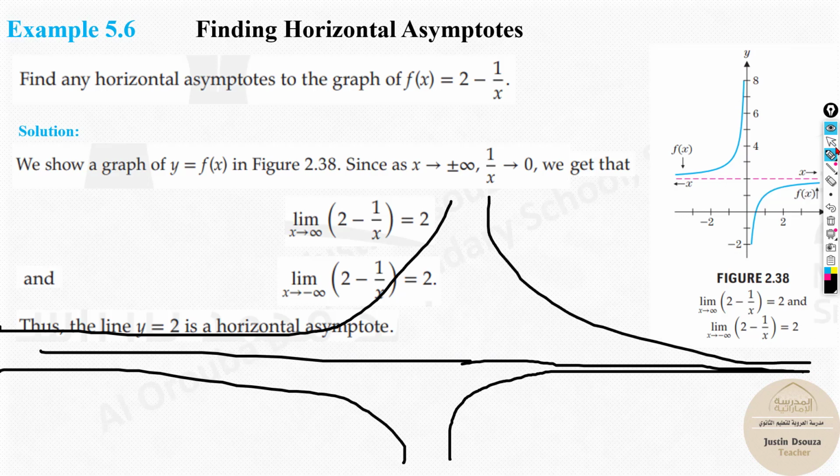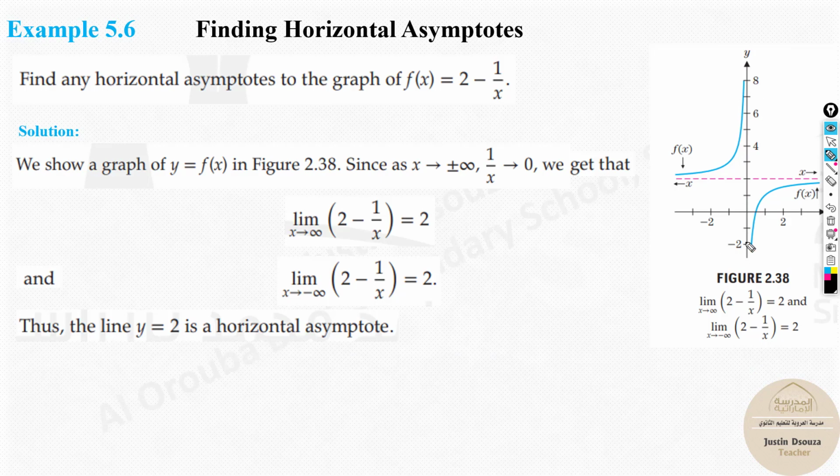See, the graph won't be given. This is the real graph, but you don't know the graph. You can think it's like this, but you know there is an asymptote at 2. That is our main concept. You know there will be an asymptote at 2, and that's how you solve it. I hope this is clear.